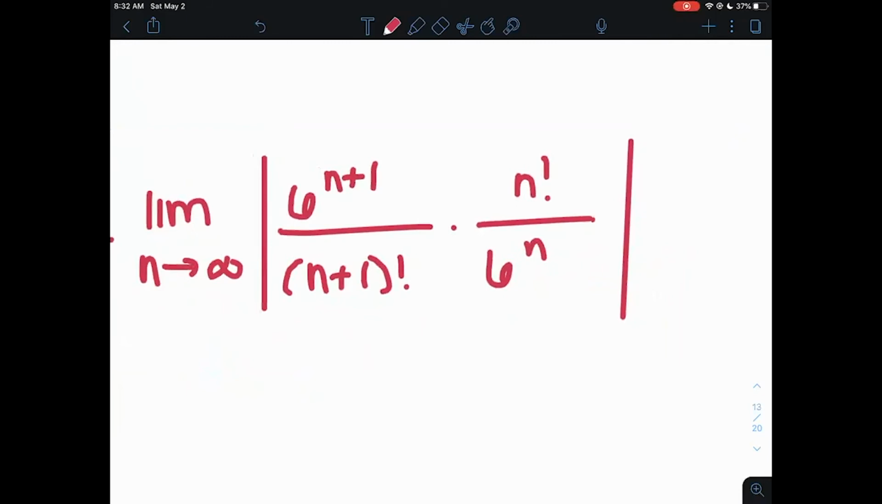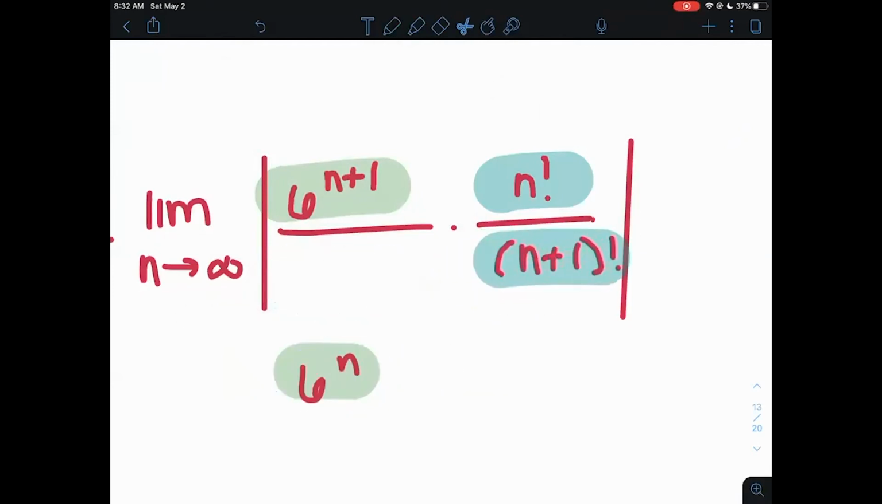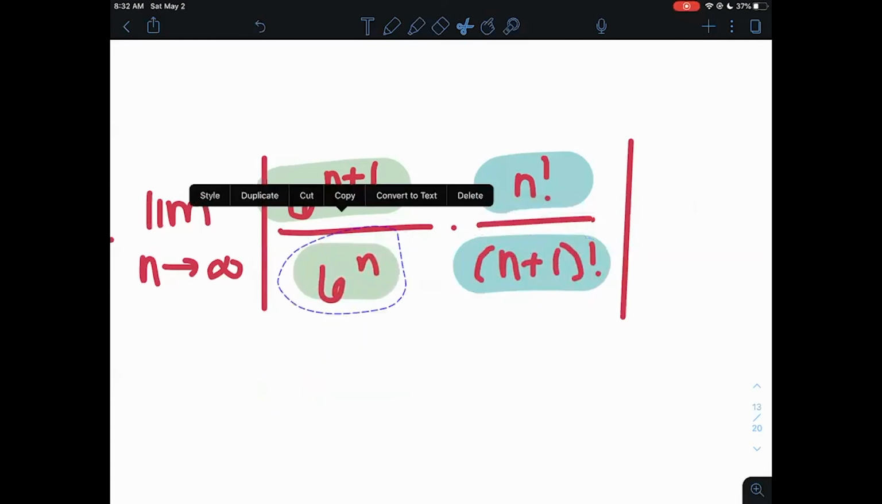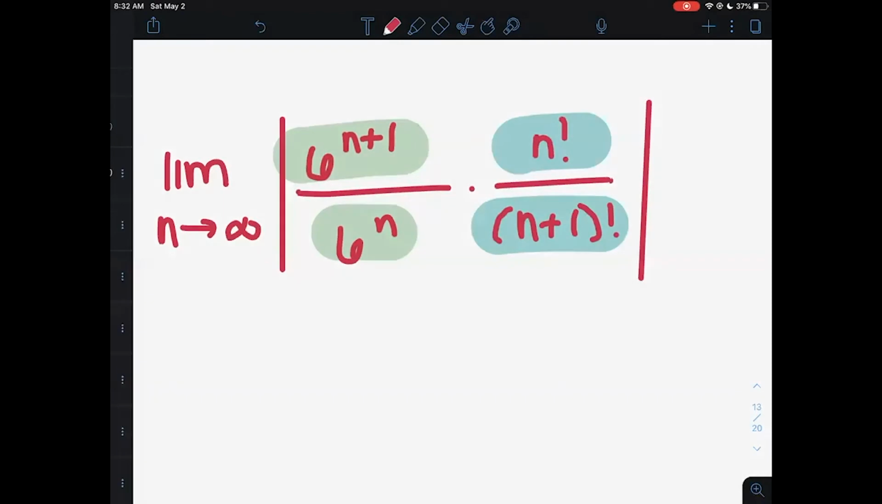Now when you're looking at this, you have expressions that look similar. I would recommend that you just move them around so that we can do some algebraic simplification pretty nicely here.